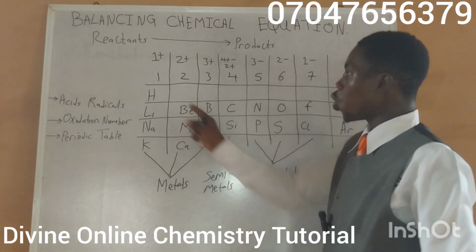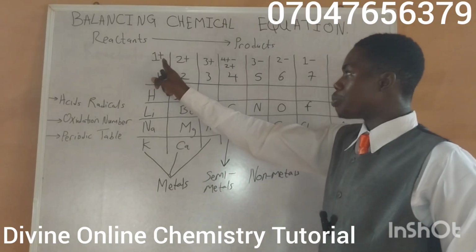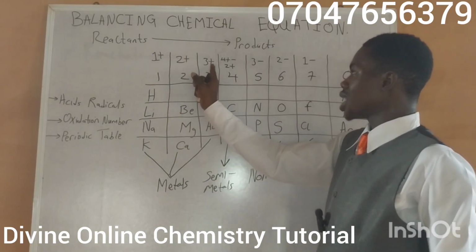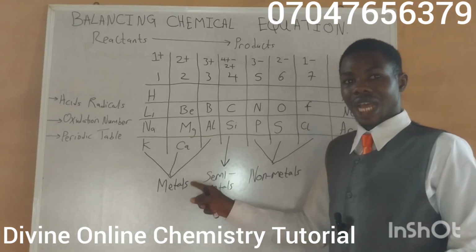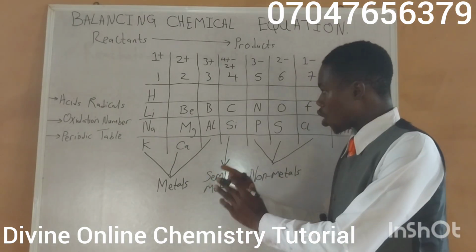So please take note of this also. All elements in group 1 have an oxidation number of 1 plus, group 2, 2 plus, group 3, 3 plus. And also please take note that all elements in group 1, group 2, and group 3 are known as metals. So please take note of this.